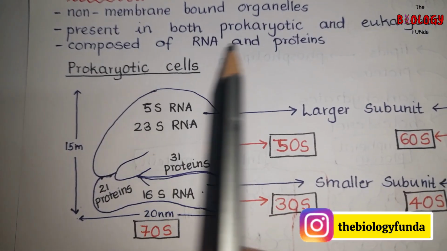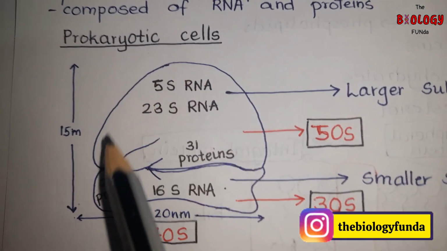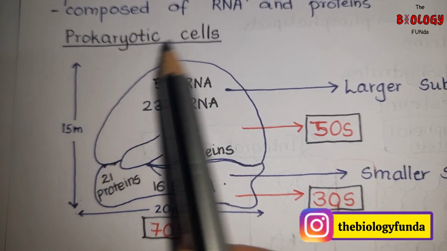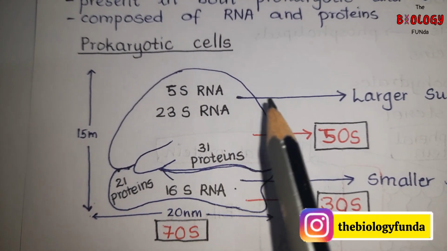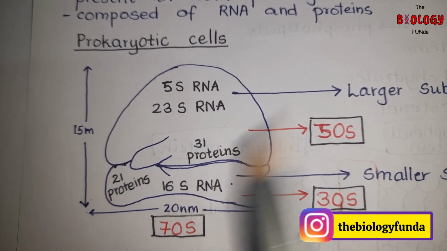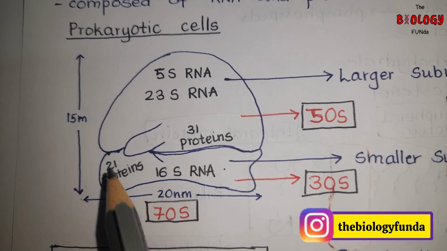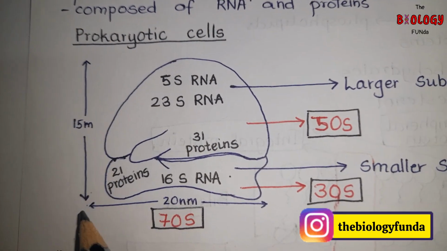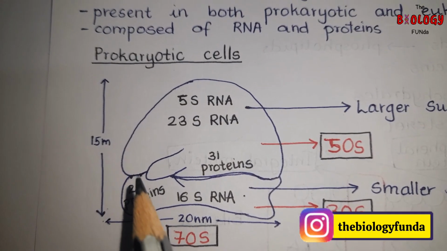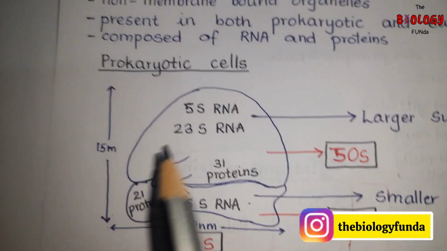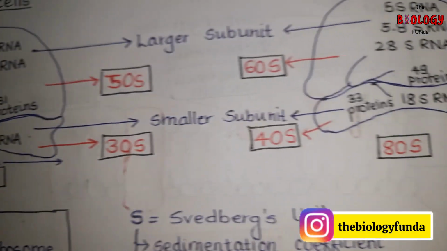These ribosomes are composed of RNA and protein. If you want to learn the detail, in the larger subunit of prokaryotic cell, you will find 5S rRNA, 23S rRNA and 31 proteins. Whereas in the smaller subunit, you will find 16S rRNA and 21 proteins. If you look at the diameter, the length, it is 15 nanometer by 15 nanometer by 20 nanometer.